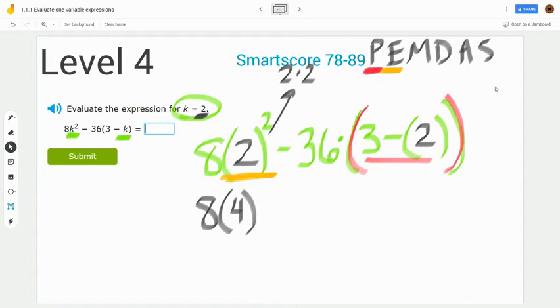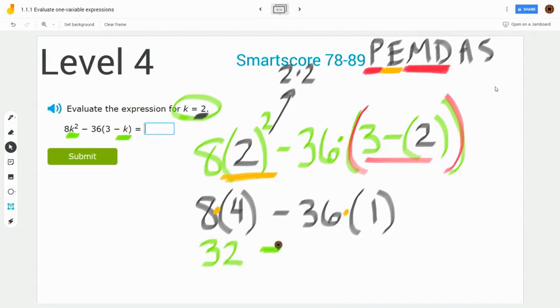That means 8 times 4 minus 36 times 3 minus 2 is 1. Again, so remember these are actually 2 multiplications. That's 8 times 4. This is 36 times 1. We also have a subtraction there, but our next move, we're at level 3 of PEMDAS. We're going to multiply or divide, and I see 2 multiplications. So we'll multiply each of those separately. So 8 times 4, that is equal to 32. Minus is still there. 36 times 1 is just 36.